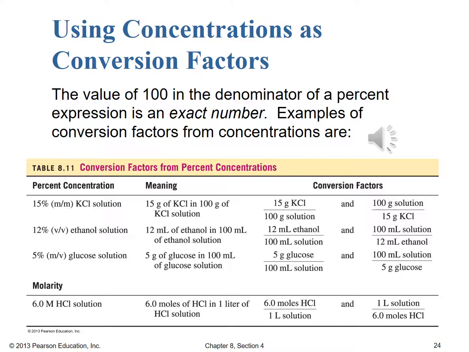Skipping down to molarity, we see 6.0 molar HCl solution has 6.0 moles of HCl in 1 liter of HCl solution. So we can have either the moles of HCl on top and the 1 liter in the denominator, or the 1 liter up top and the 6.0 moles in the denominator. But that 1 liter is exactly 1 liter. It's the 6.0 moles that will limit your sig figs.